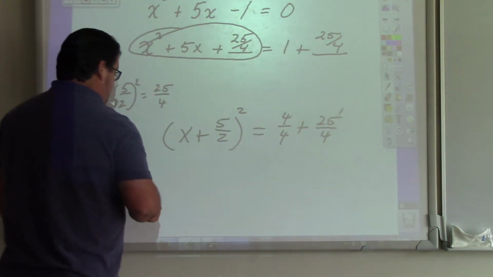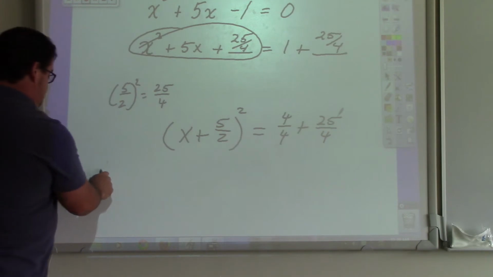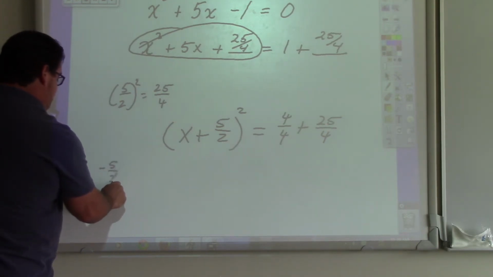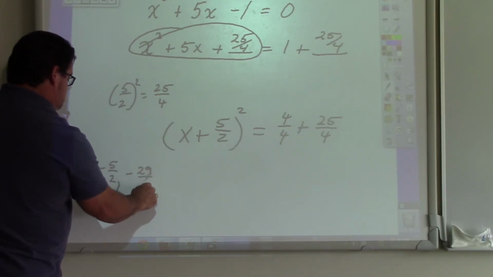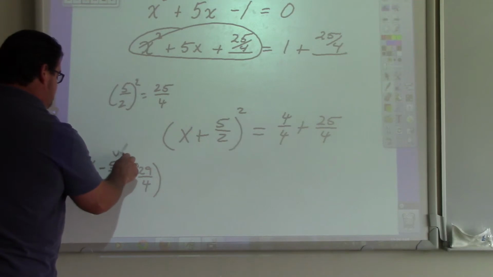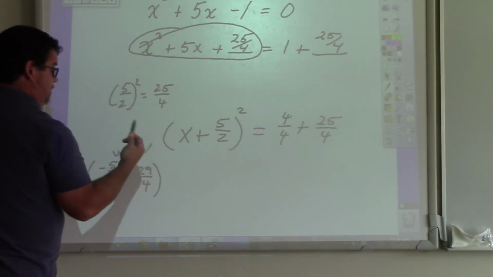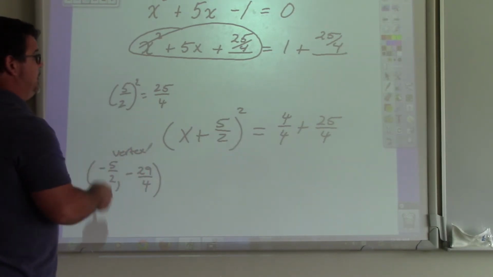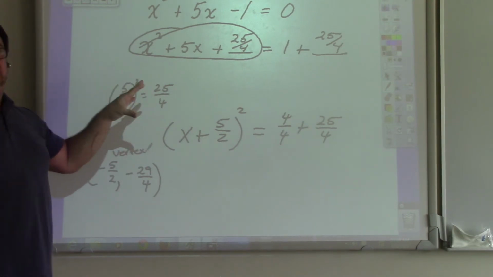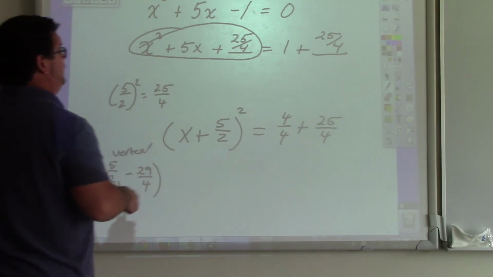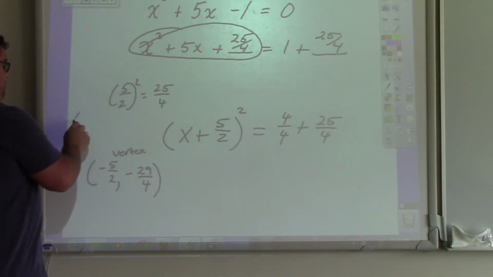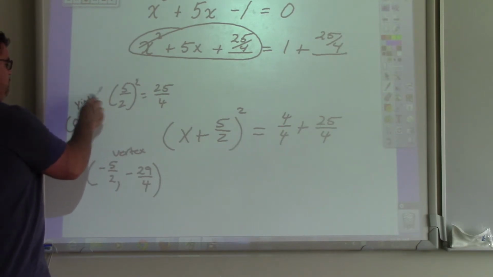And your vertex is negative 5 halves and negative 29 fourths. That's your vertex. I'm skipping a couple of steps just to show you. Basically, a lot of this can be done in your head. I'm putting in a lot of steps that you don't need. And your y-intercept is 0, 1. There's your y-intercept.